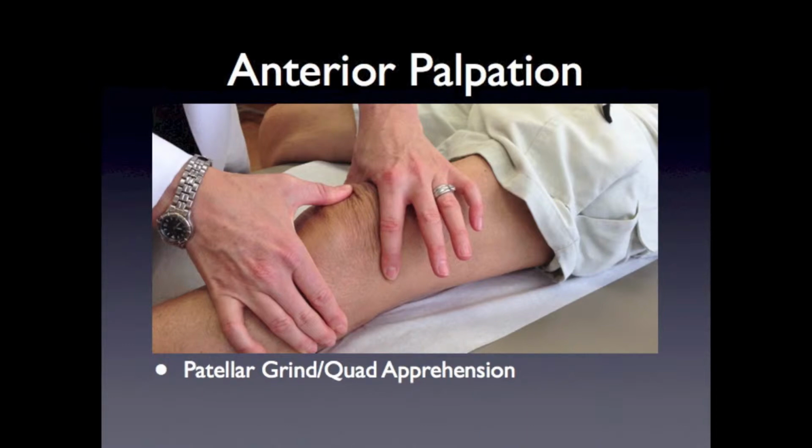Finally, the patellar grind or quadriceps apprehension test is a test for patellofemoral syndrome. In this maneuver, you have the patient actively engage their quadriceps muscle, forced knee extension, while you push the patella down into the trochlea of the femur. Pain or apprehension with this maneuver is a positive test.